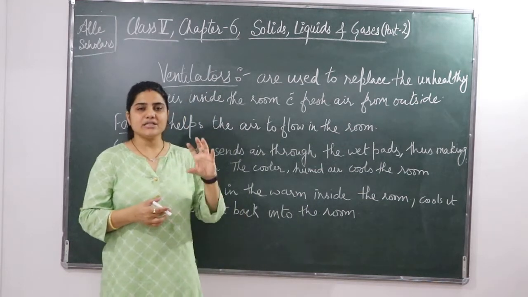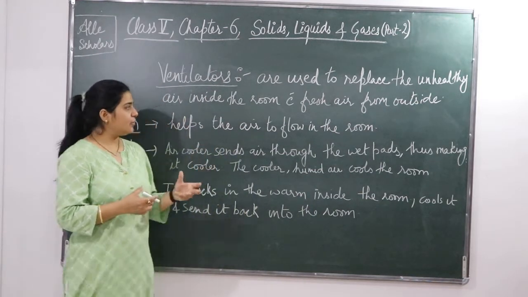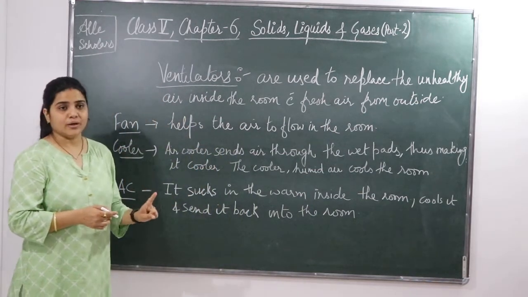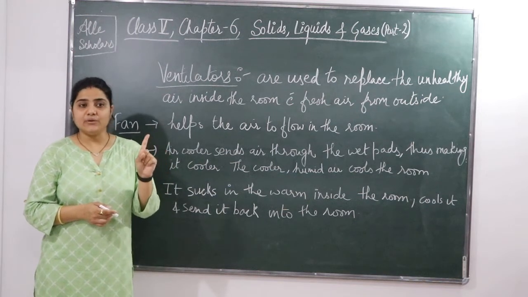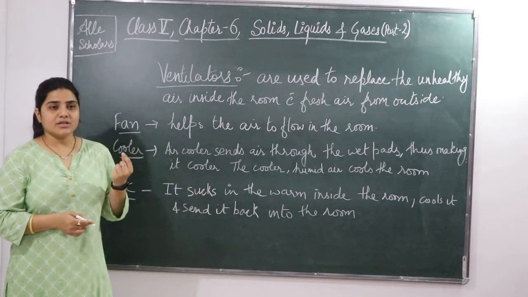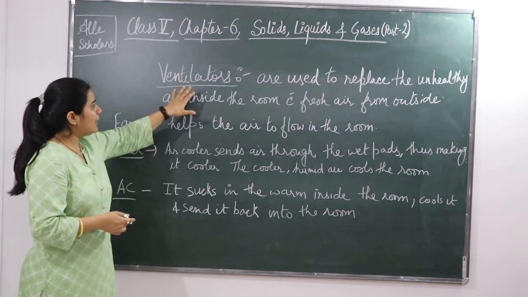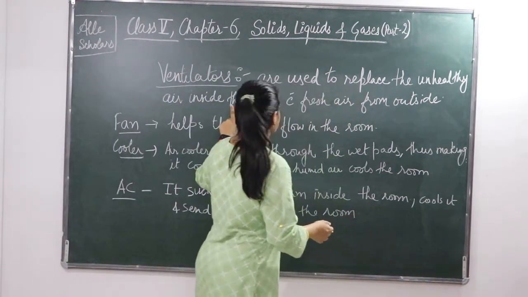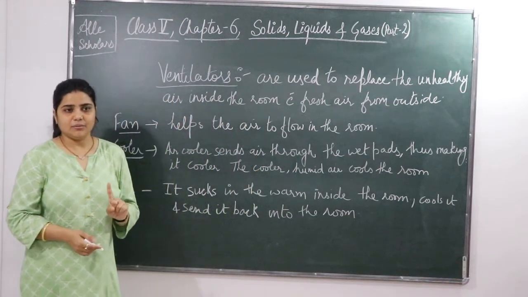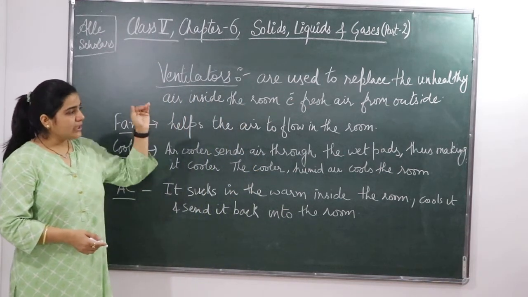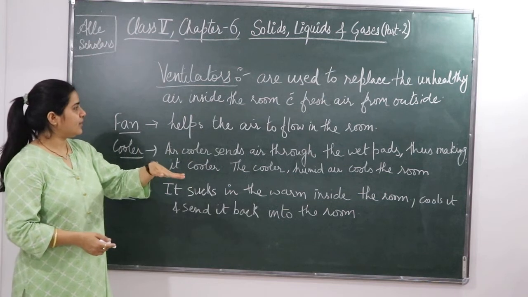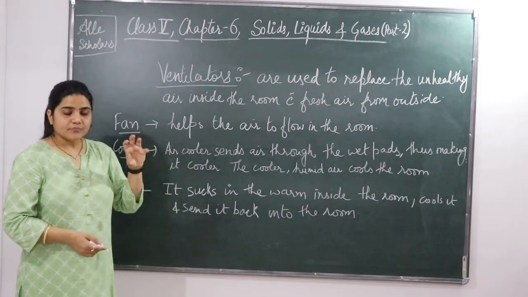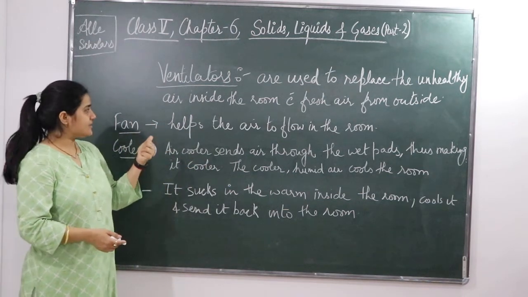ये जो air होगी जिसमें कार्बन डाइऑक्साइड की क्वांटिटी ज़्यादा होगी, ये क्या होगी, बहुत unhealthy होगी। So that's why we need ventilators. Now the question is, what is ventilators? Ventilators are used to replace the unhealthy air. जिस unhealthy air की अभी मैंने बात की, उस unhealthy air को remove करना, replace करना, उसके लिए ventilators लगते हैं.